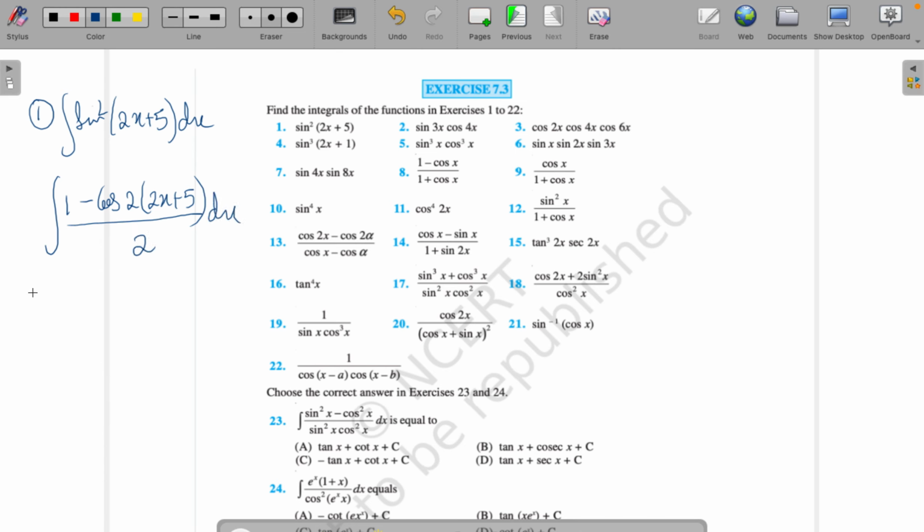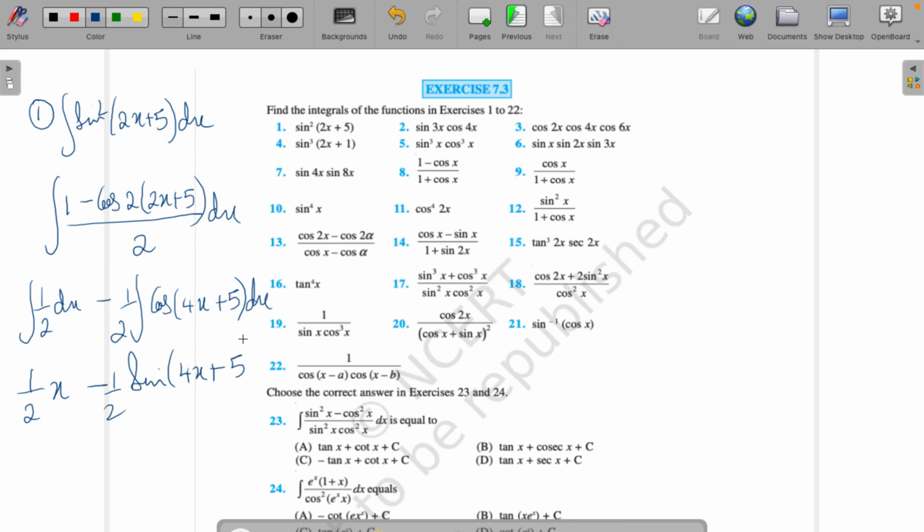And you can separate out and integrate, children. Half dx, I'm not going to do the integration for you. That you can do on your own. But you just have to remember this, children. Let me solve the first question for you. Whenever you do integration of cos (4x plus 5), it is sine (4x plus 5) upon the derivative of (4x plus 5), that is 4, plus c. Do not forget the chain rule.